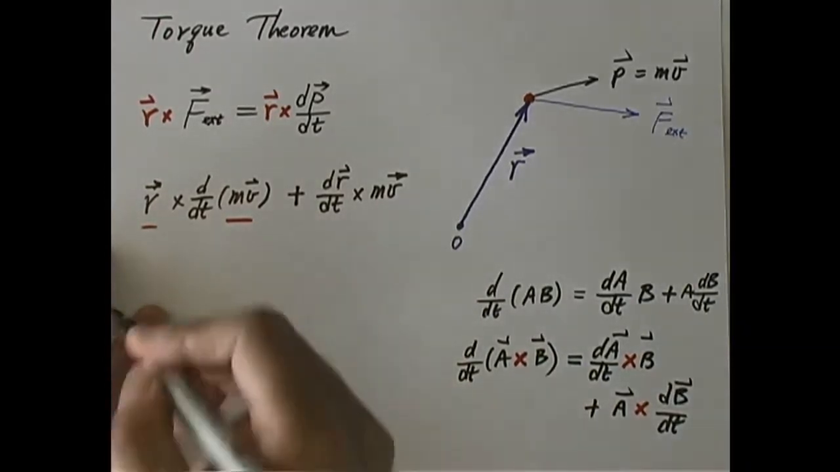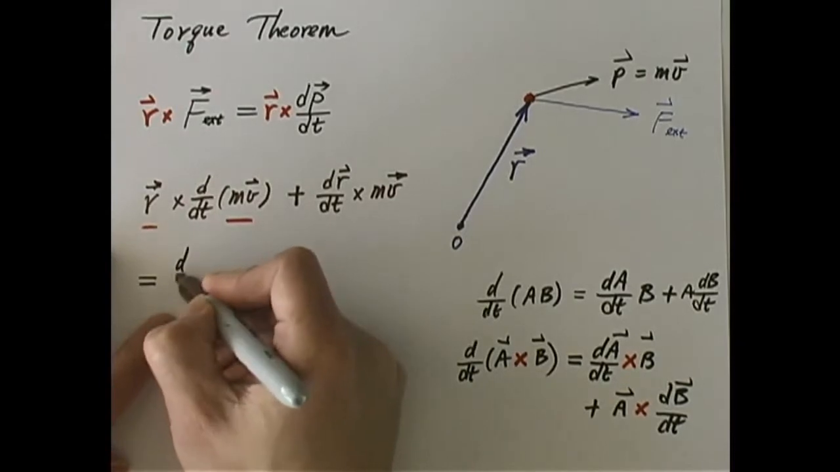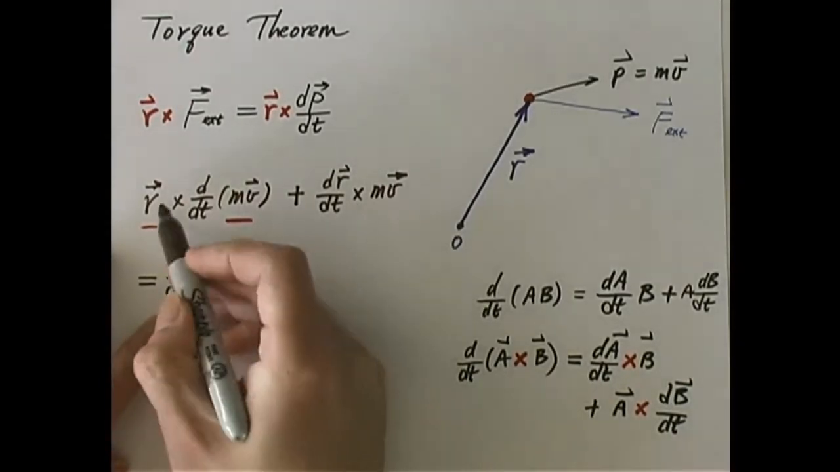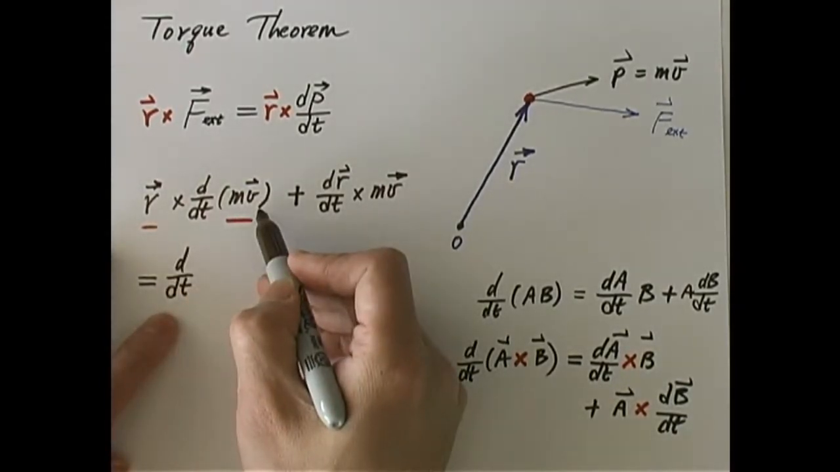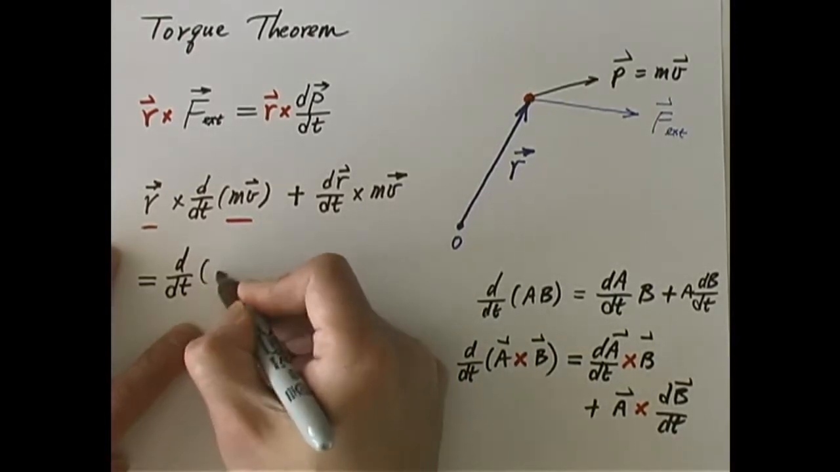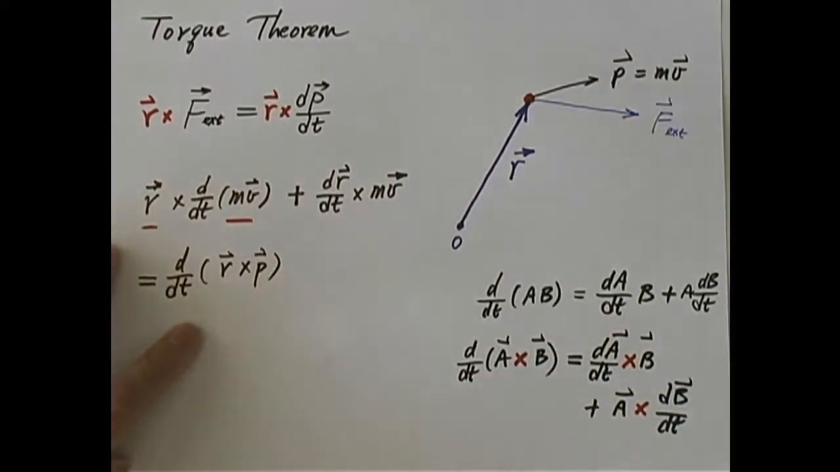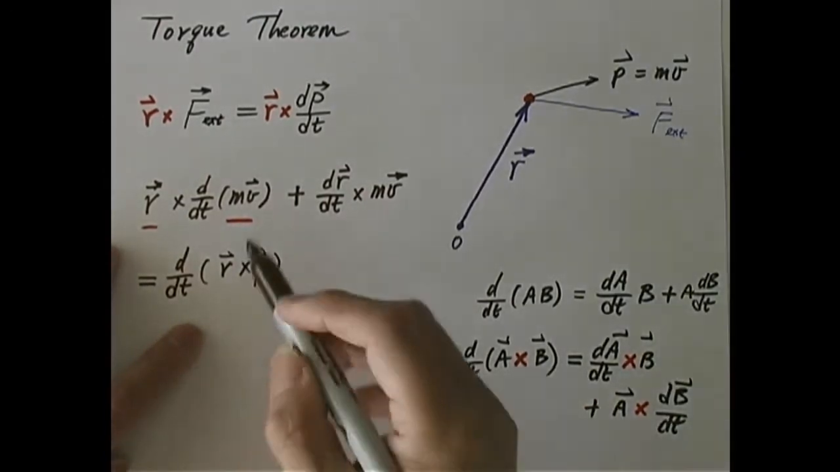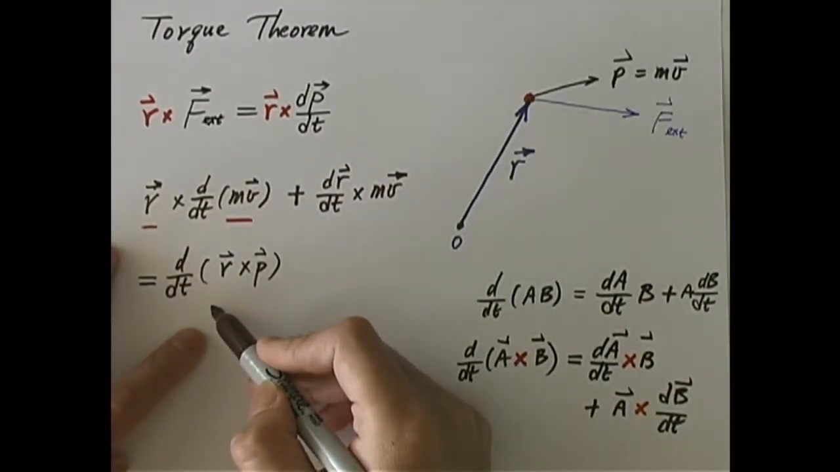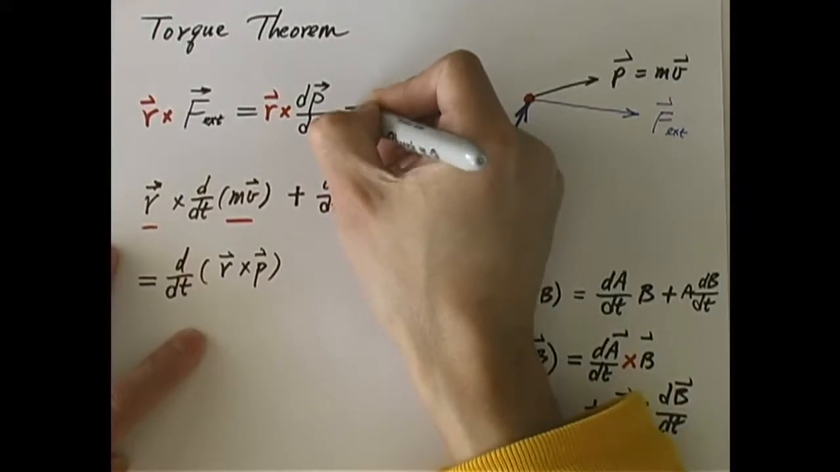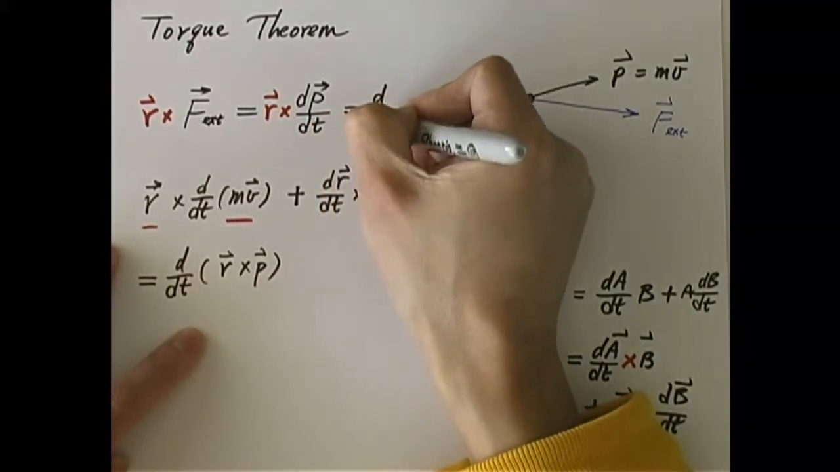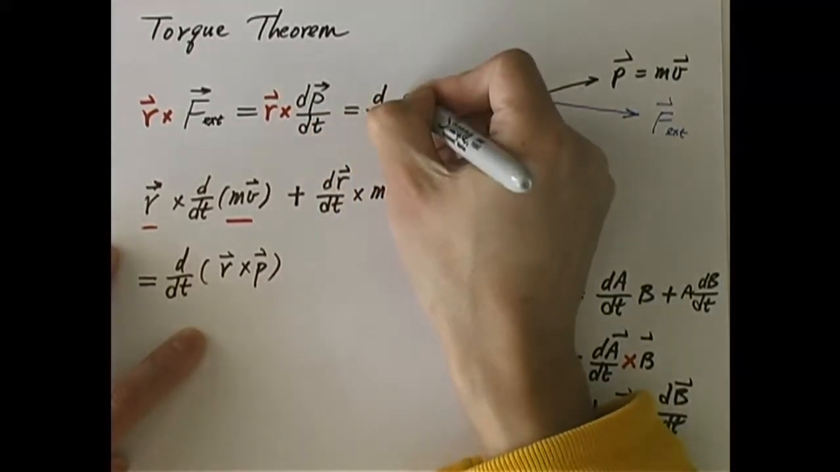So you combine them, what do you think you're getting? Aren't you getting d/dt of A cross B? A is r, B is mv. Isn't that r cross mv, or r cross p? Right? So basically we rewrote the right-hand side into d/dt of r cross p.